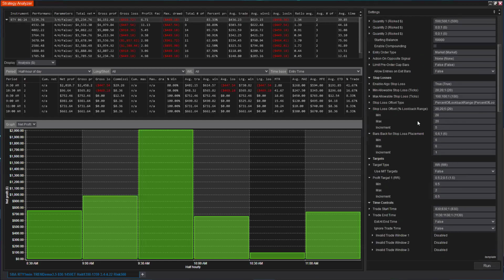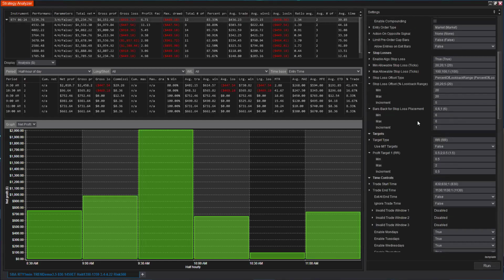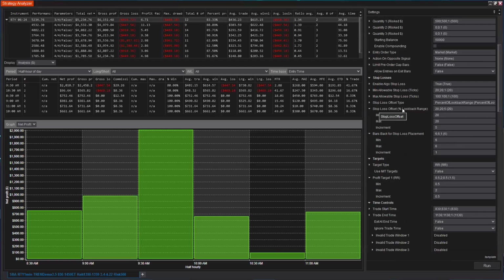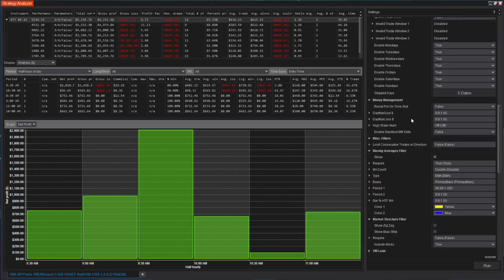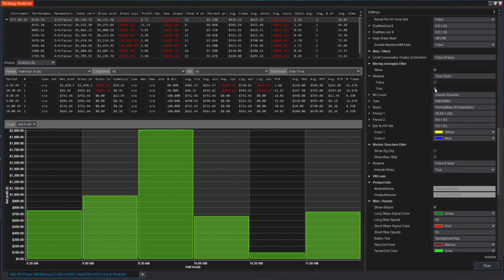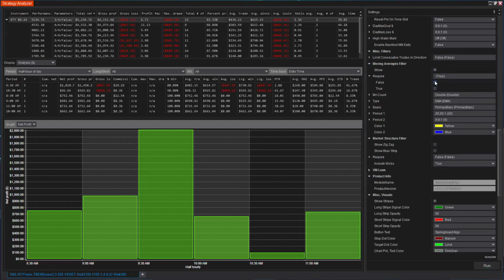All right, now let's take a look. Really for the moving average filter, because we have it flipped, the other filters are not going to be a factor for us because we don't want to trade with structure and then reverse on the moving average. Like that would be weird. So let's turn off the moving average requirement. And let's see what those numbers look like.